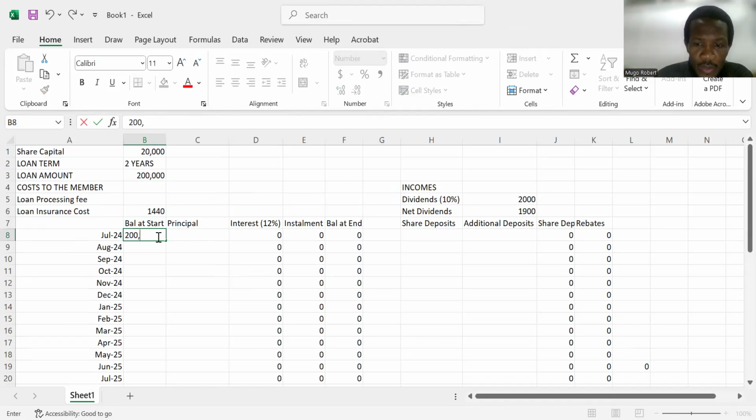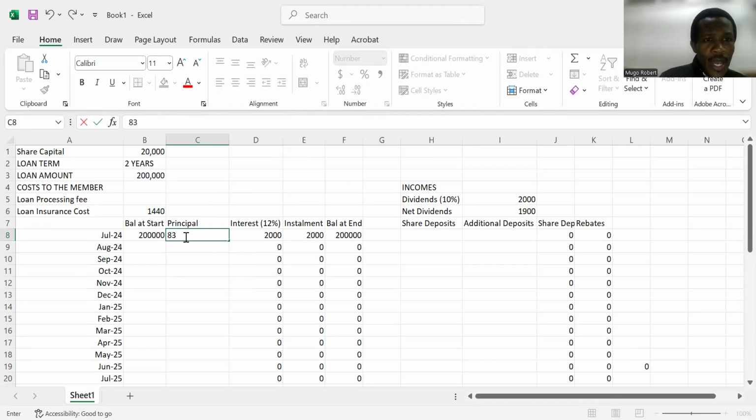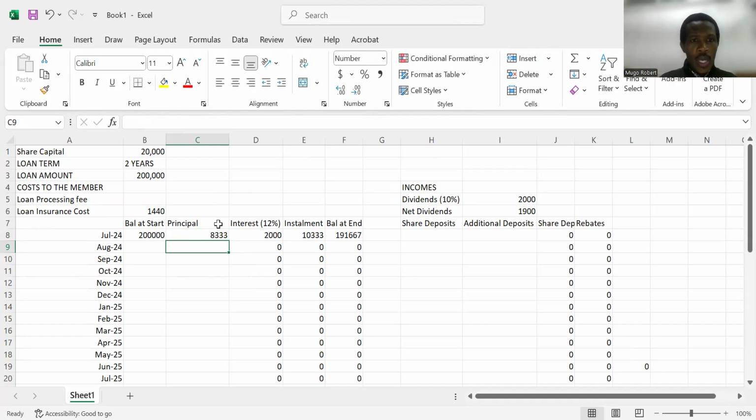For this Sacco, you have taken a loan, and we are in July, so the principal at the beginning is 200,000. We are also assuming that the interest computation for this loan is on reducing balance. So on reducing balance, you pay a constant principal, and interest is the one that keeps on reducing. A loan of 200,000 to pay in 24 months, that is 2 years, you will need to pay a principal amount of 8,333.33.